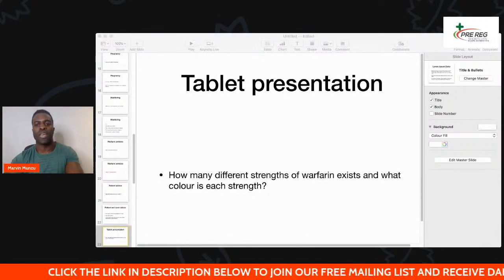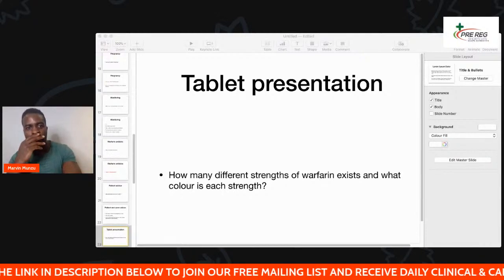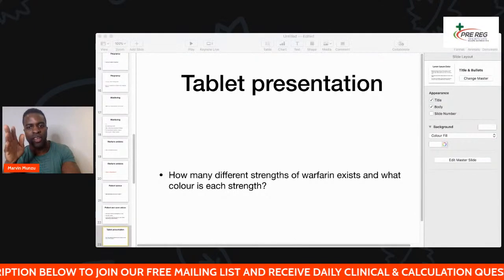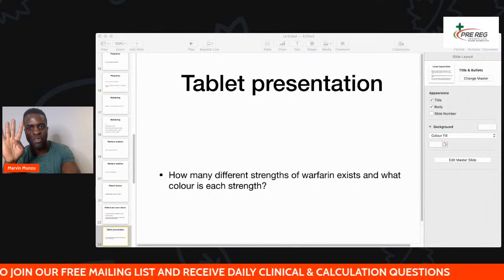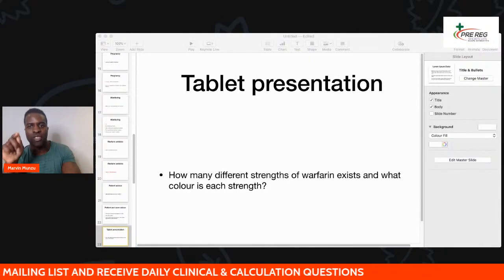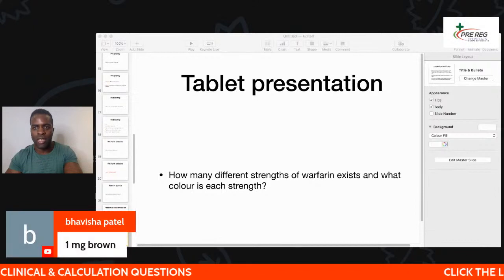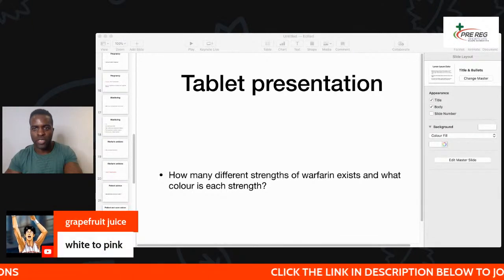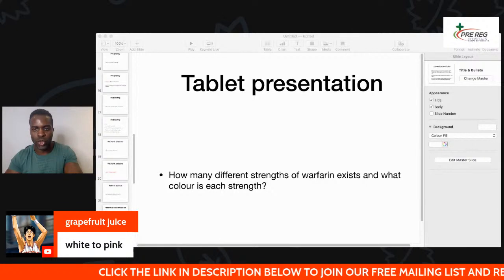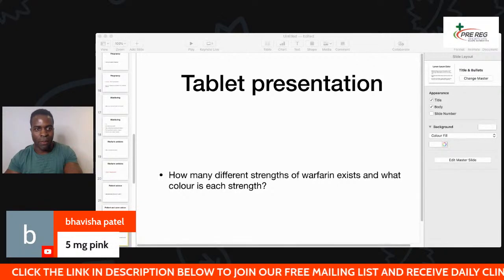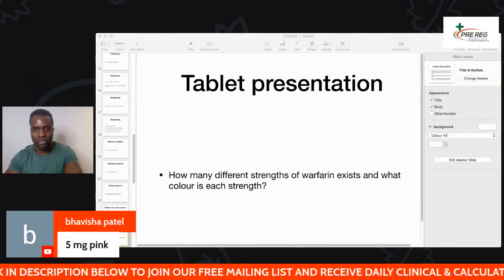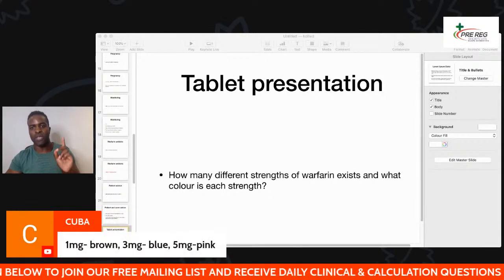So if I ask you guys, what are the colors? Let's go to the first one. How many strengths of warfarin are there? We've got 4, correct? So I'm seeing all your answers there. Babisha says 3 milligrams blue, correct. 1 milligram brown, yes. Grapefruit juice says white to pink. Not too sure about that one. 5 milligrams is pink, correct. If you don't know the colors, please put a 0.